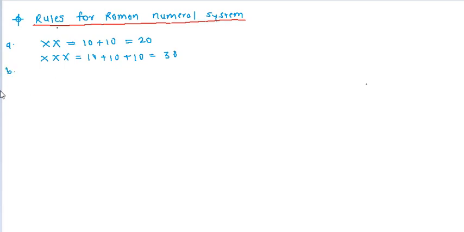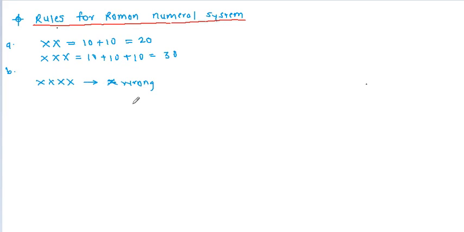The next rule is a symbol is not repeated more than 3 times, and symbols V, L, D are never repeated. For example, using X 3 times is right, but if we use X 4 times, it will be a wrong number. That means it is invalid. We cannot write X 4 times. We can write X a maximum of 3 times.